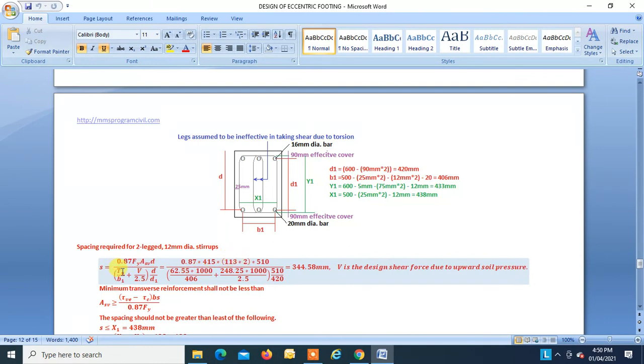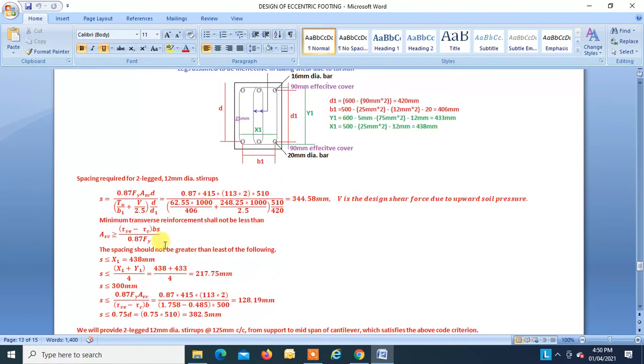This is the twisting moment. This V you have to take as the design shear force, that is 248.25. And D1 can be found from here, that is 420. So the spacing found from this formula is 344.58.